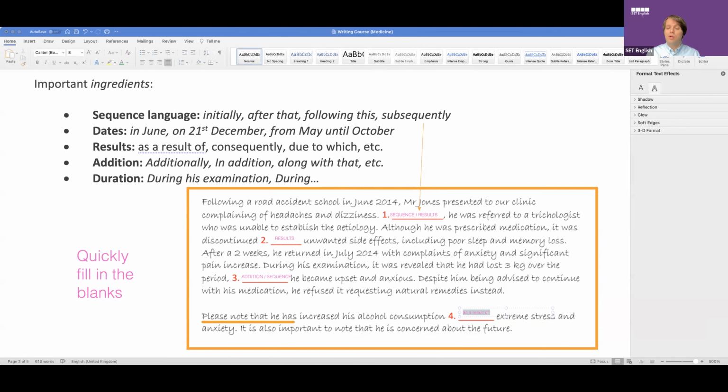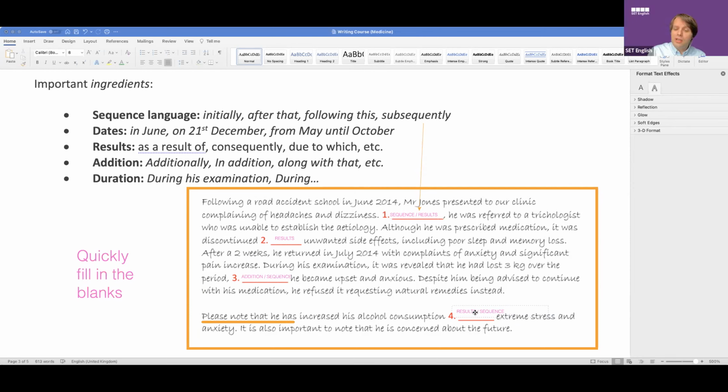What else? Along with that. Is that the connection, though, here? Why does he increase his consumption? Because of the extreme stress. So I think here it should just be results. Coinciding with? Look, please note that he has increased his alcohol consumption due to extreme stress. It's results. Yes, due to.